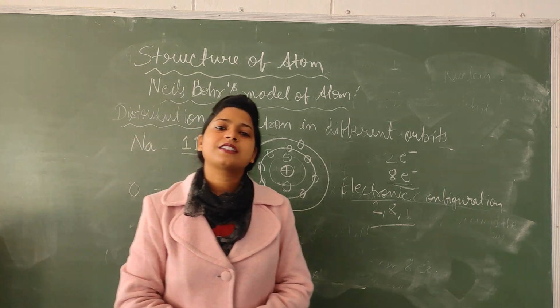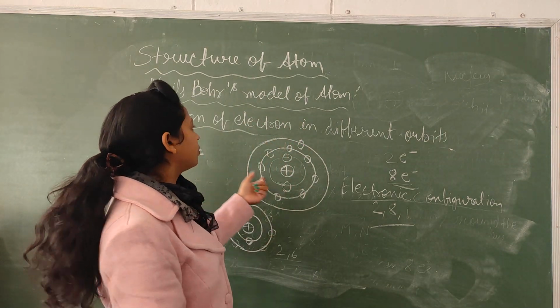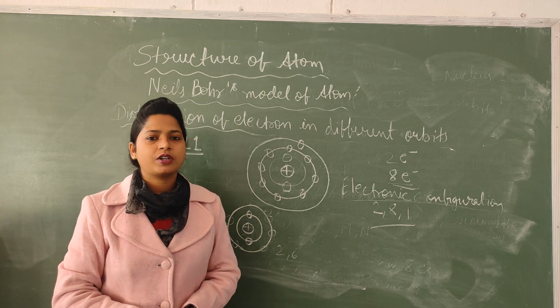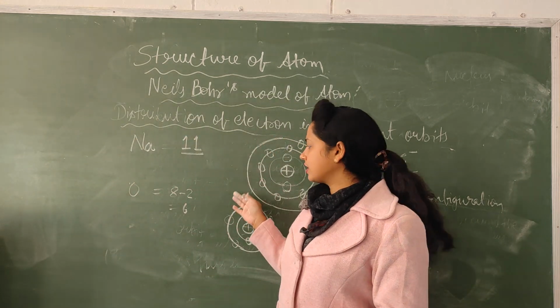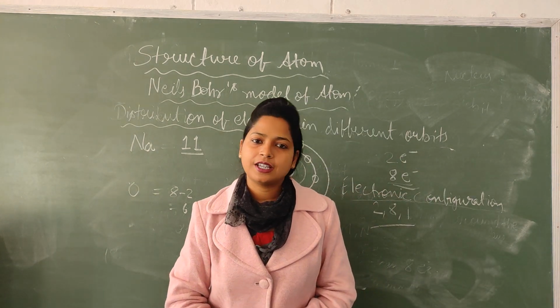So today we discussed the Neils Bohr theory, which is a very important one, and the distribution of electrons in different orbits. Hopefully you have understood it. If you have any doubt, students, you can ask in the comment box. Just copy down the notes and try to write more and more configurations for different elements.